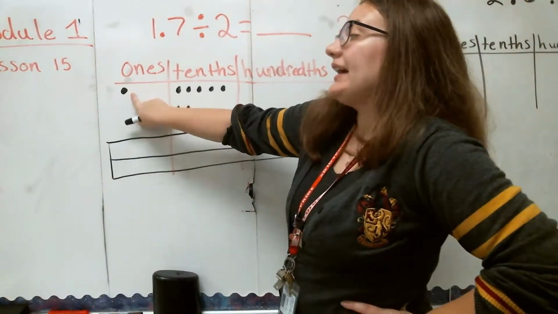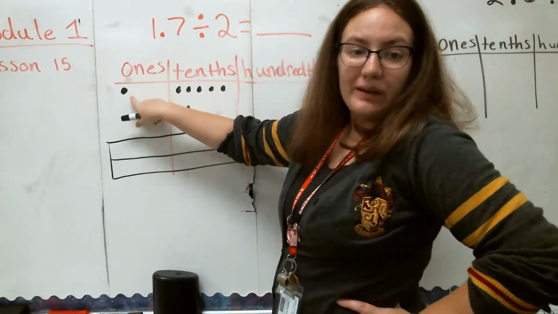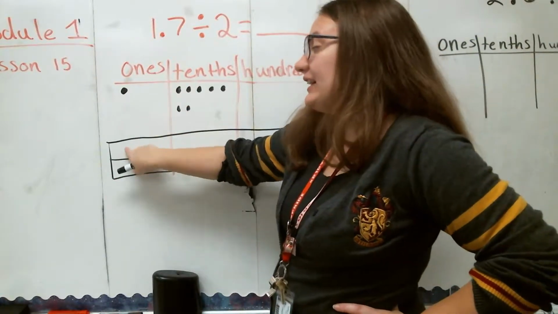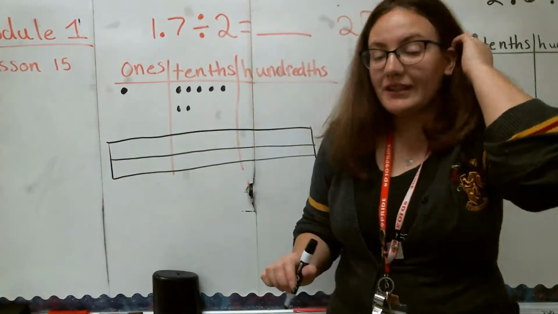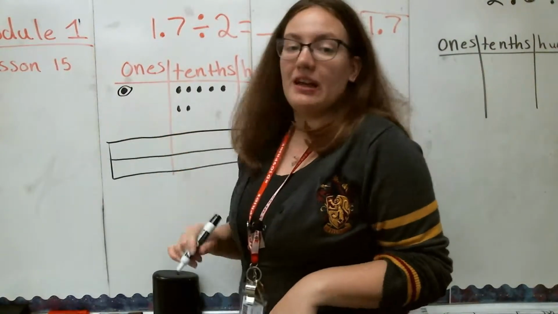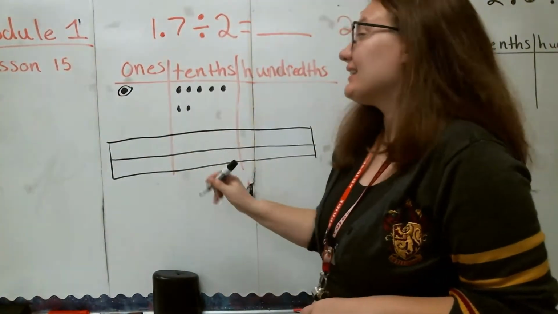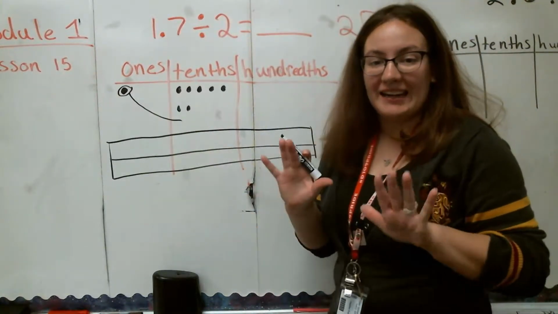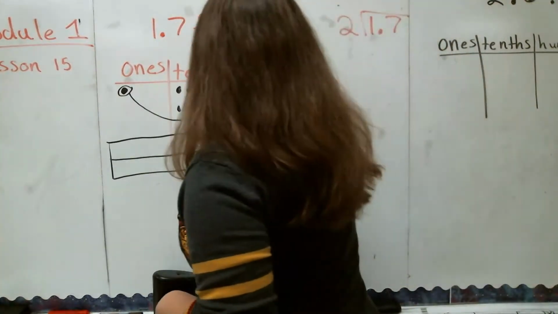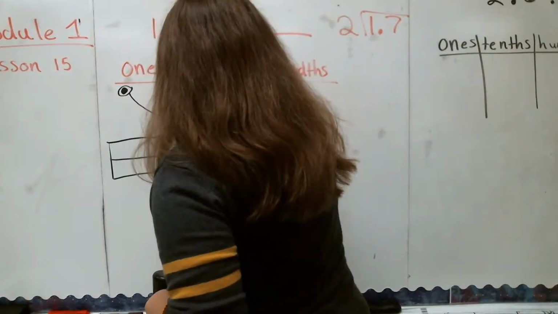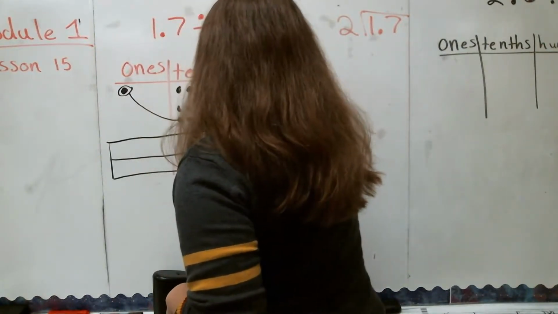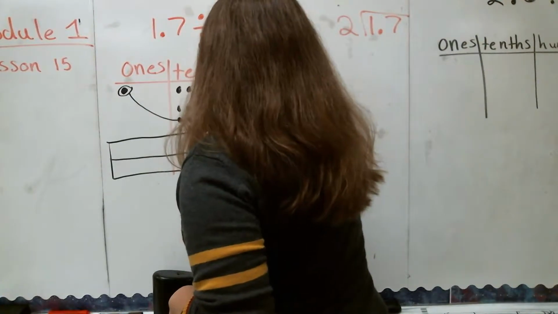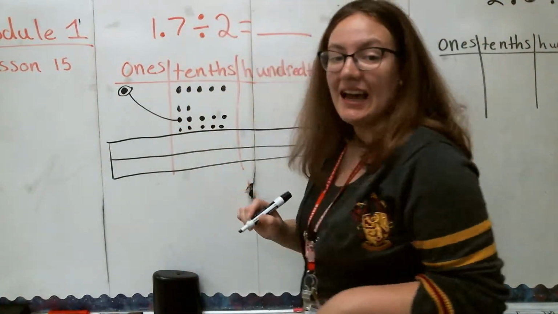Now, I am going to start with this 1, 1, but this 1, 1 cannot be divided equally between these 2 groups. So I'm going to circle it to remind myself that I'm going to be moving it over into the 10ths place. This 1, 1, remember, becomes 10 tenths, so just like the last lesson. So I'm going to draw that down here. 1, 2, 3, 4, 5, 6, 7, 8, 9, and 10.